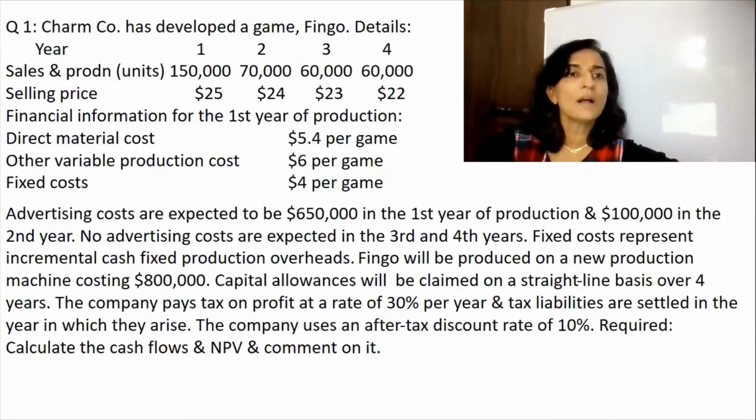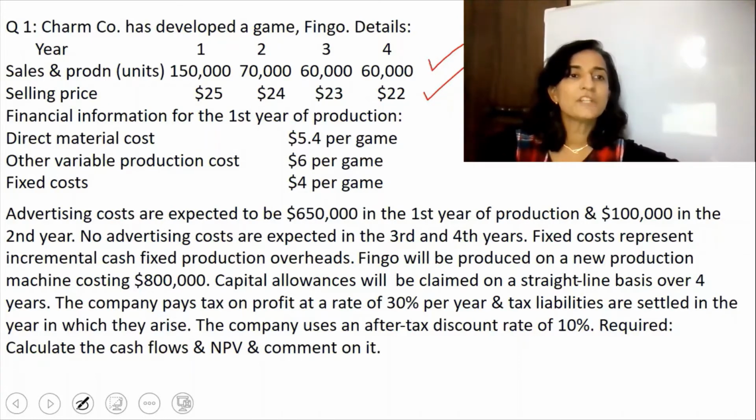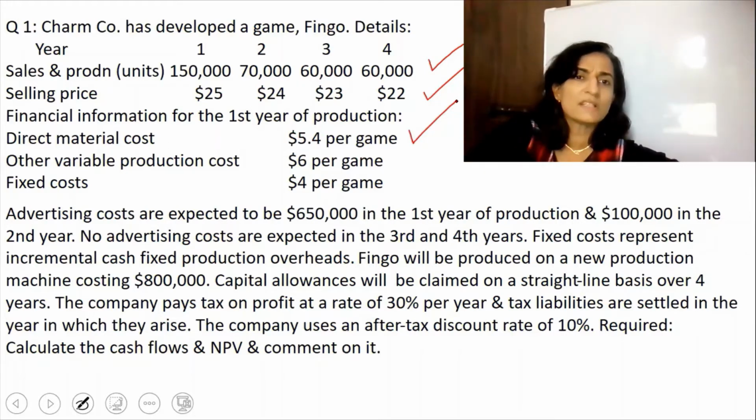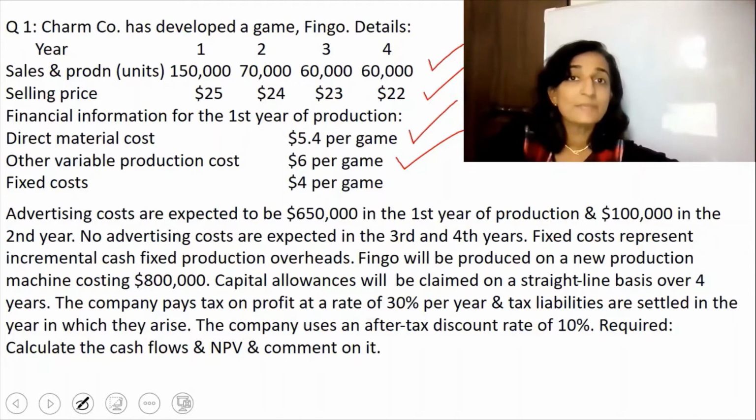Question number 1. Charm Company has developed a game, Fingo. Details. There are 4 years and the first row is sales and production in units. The second is the selling price. Sales in units multiplied by selling price, you will get the sales in value. Financial information for the first year of production. Direct material cost $5.4 per game. So we can definitely find out the total direct material cost just by multiplying it with the number of units. Other variable production cost $6 per game. That also you can find out the total by multiplying with the number of units because this is per game.